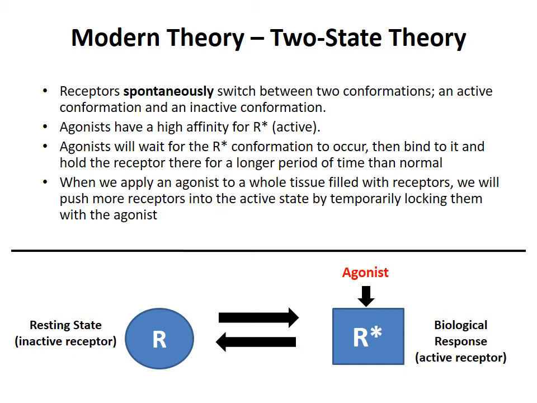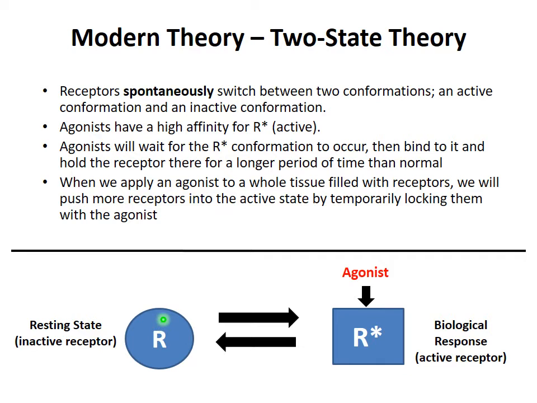So this is called the two-state theory, and the theory is that receptors spontaneously switch between two conformations, an active conformation and an inactive conformation. So we look on the bottom here, it's also on the cover of your handout, okay?